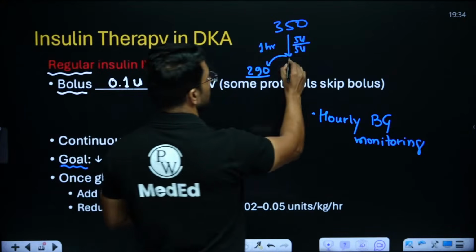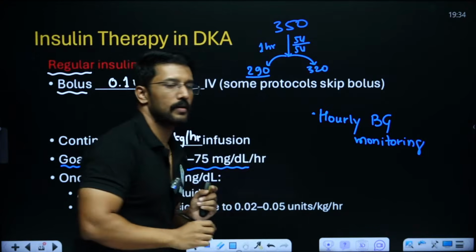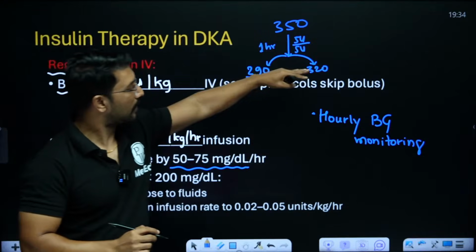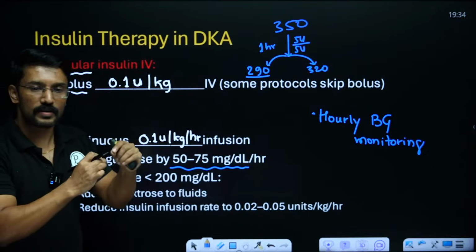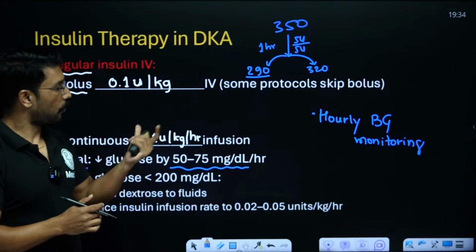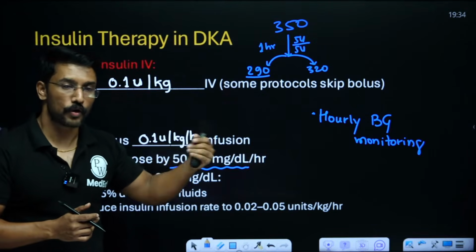But let us say another circumstance where it has become 320. So at this point of time, the decrease is not as per our target goal. So in that case, I have to increase the insulin infusion. From 5 units, I can increase by 2 or 4 units more.